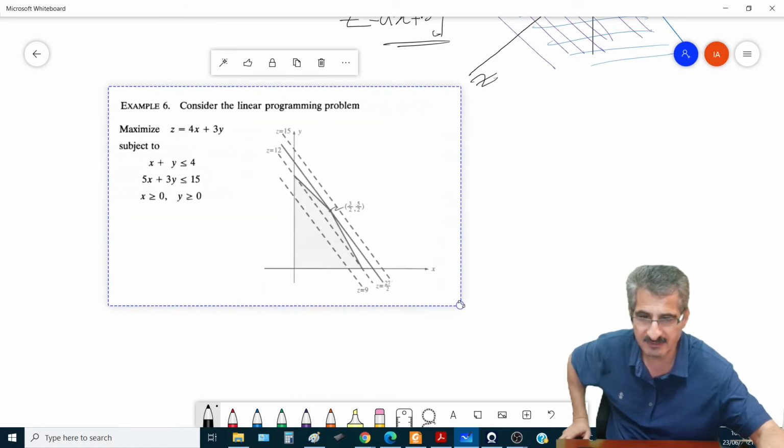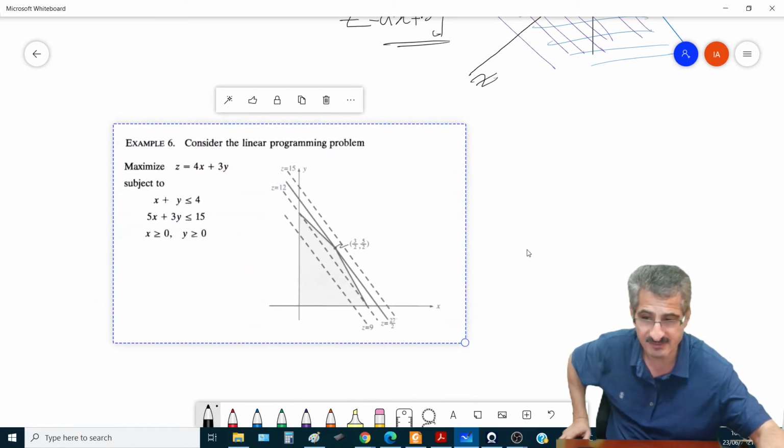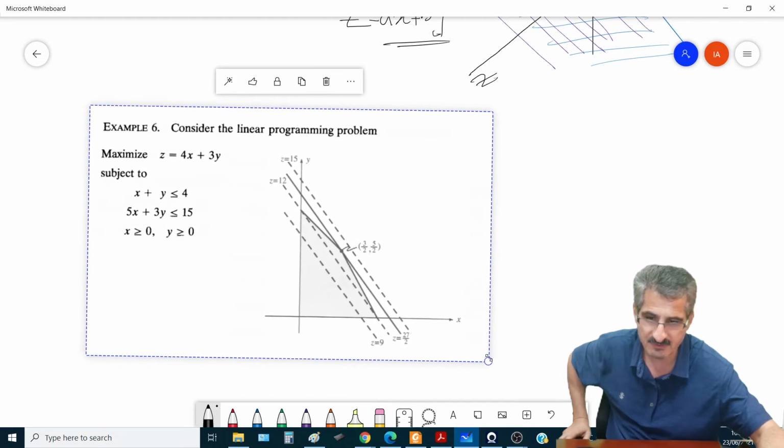Just a little thing is left, which is the convex sets. We will see it next class inshallah.